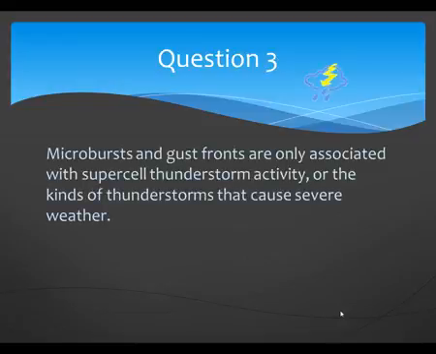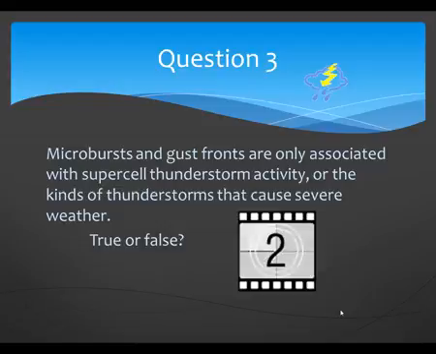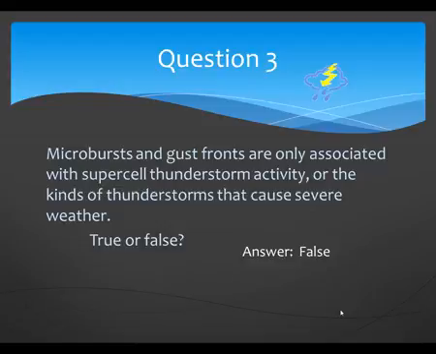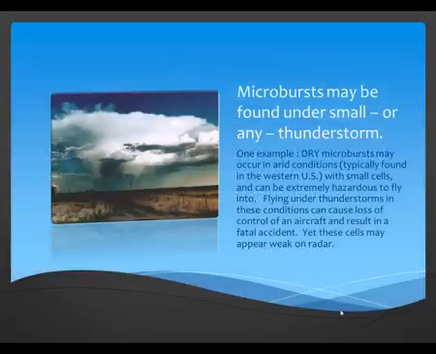So question 3, microbursts and gust fronts are only associated with supercell thunderstorm activity or the kinds of thunderstorms that cause severe weather. Is that true or false? And the answer to that is false. Microbursts can be found under small or any thunderstorm.